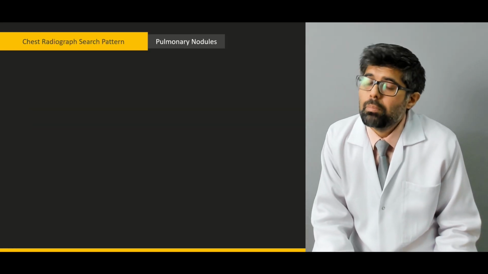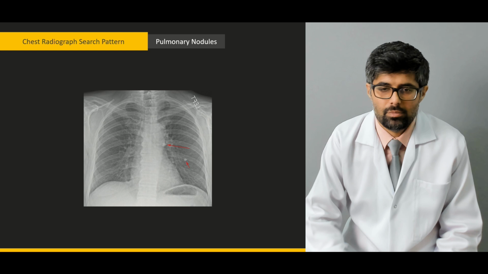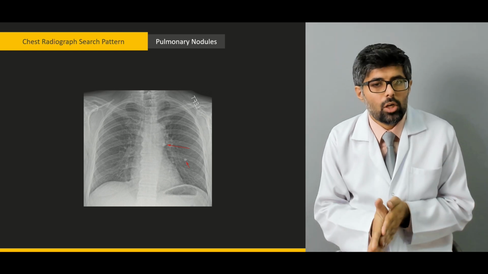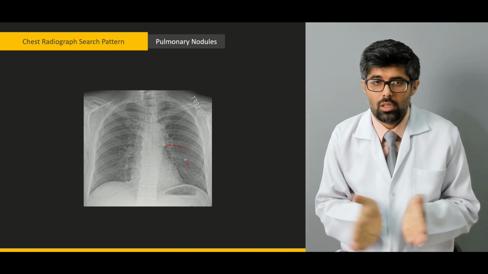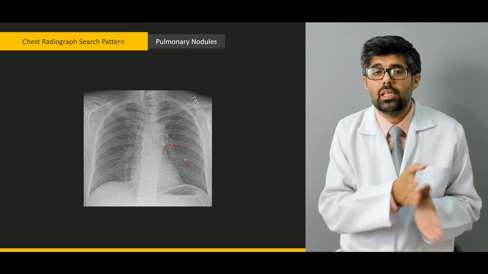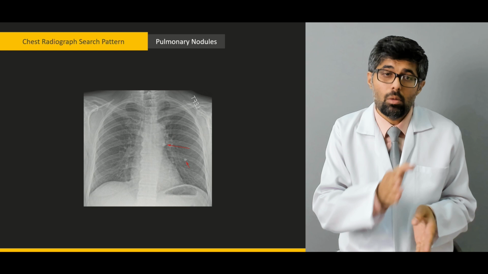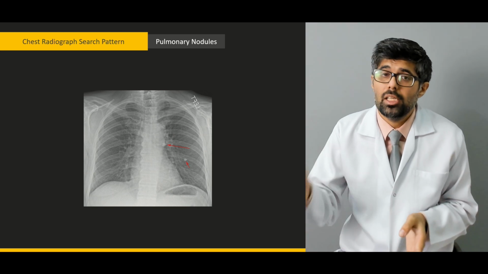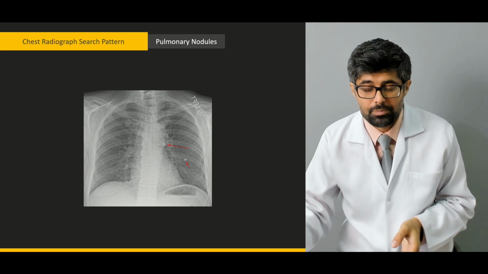Next, we have the pulmonary nodules. Now, what are nodules and what is a mass? Anything less than 2 centimeter is labeled a nodule. More than 2 centimeter is labeled a mass.